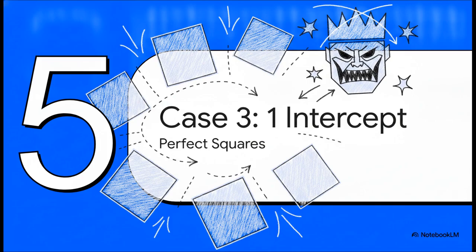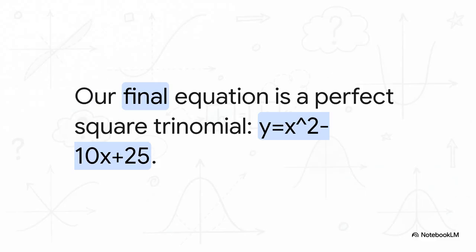Part 5. Case 3. 1 intercept. We've conquered 2 intercepts, we've conquered 0. Let's face our final boss, the perfect square. Take a look at this equation. y equals x squared minus 10x plus 25.